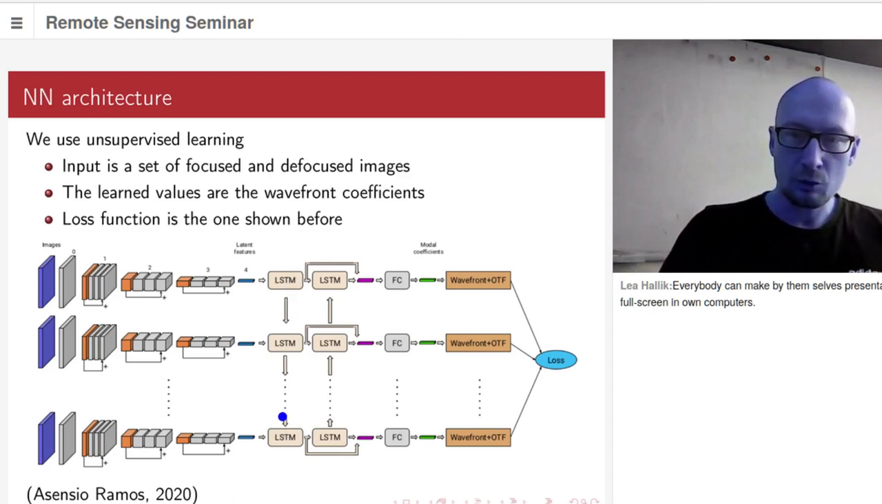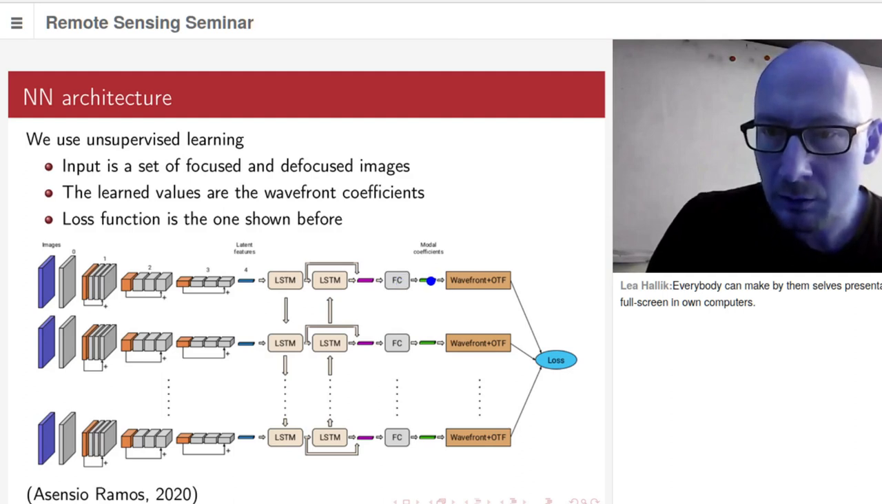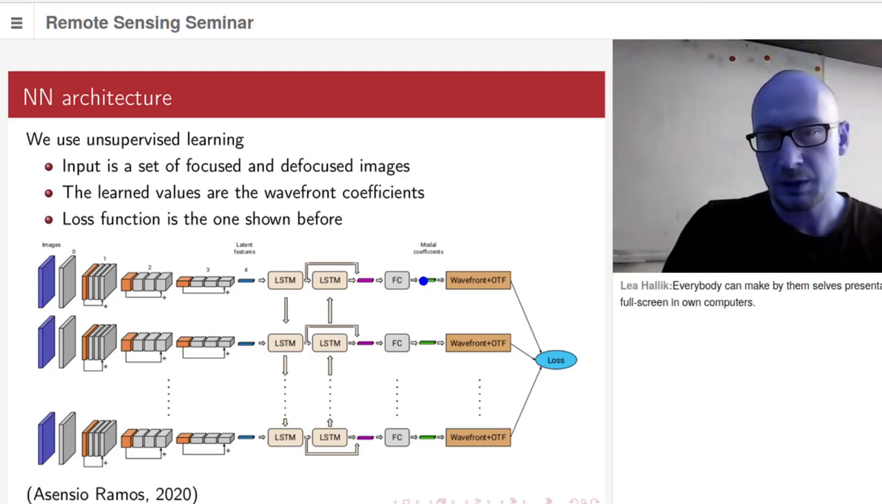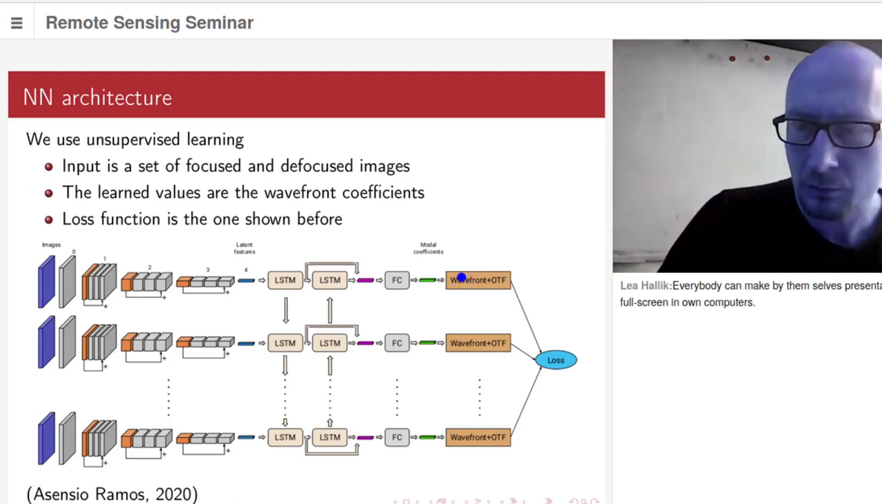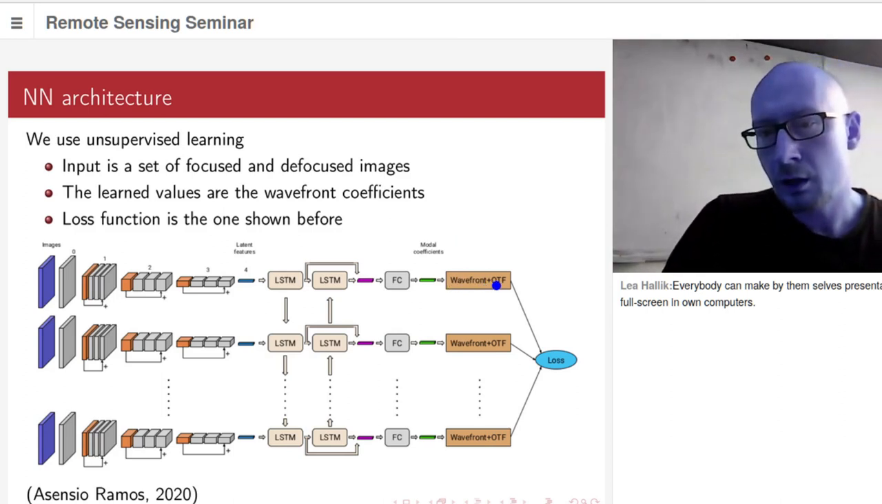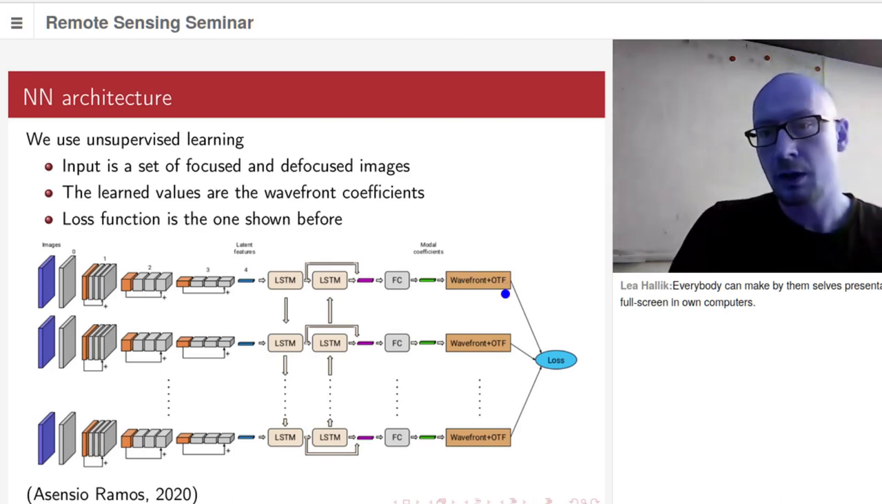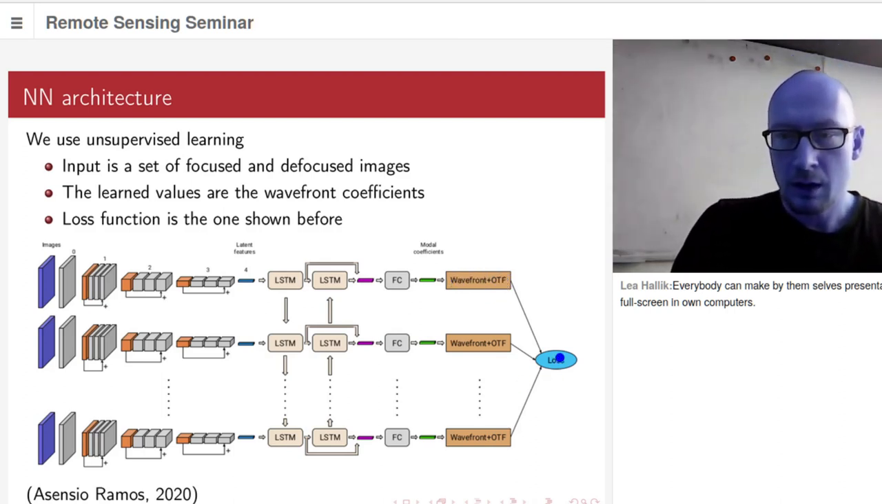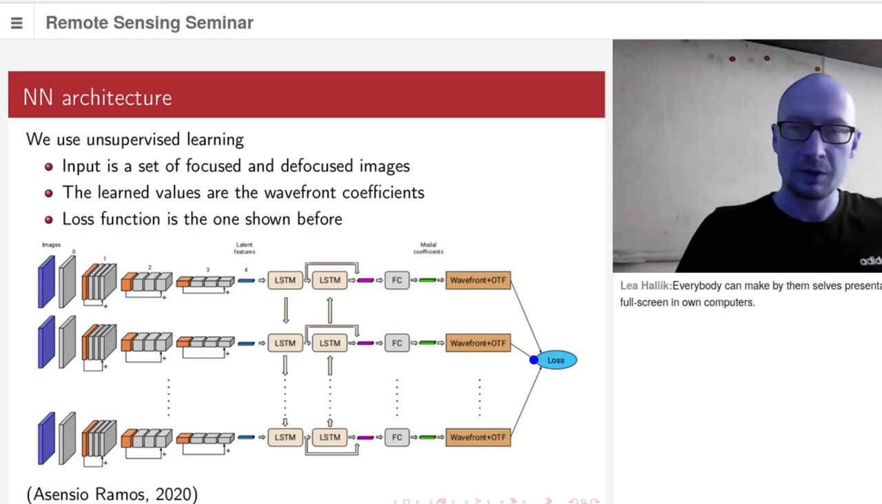There you pass it once through in one direction, then in the other direction, and then the results are again passed through some fully connected layers to obtain these wavefront coefficients here. And now if you apply these transforms in the previous equation to what I showed, then based on these wavefront coefficients, you can calculate the optical transfer function and calculate this loss, which I showed in the previous slide.